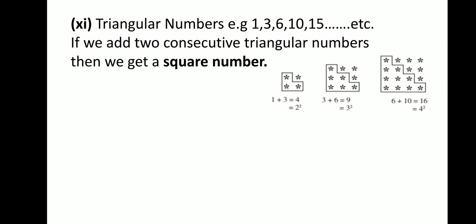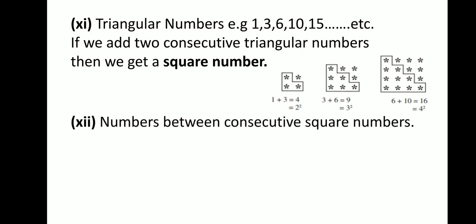So the numbers whose dot patterns can be arranged as triangles are called triangular numbers. For example, 1, 3, 6, 10 and 15. And if we add two consecutive triangular numbers, then we will get a square number.